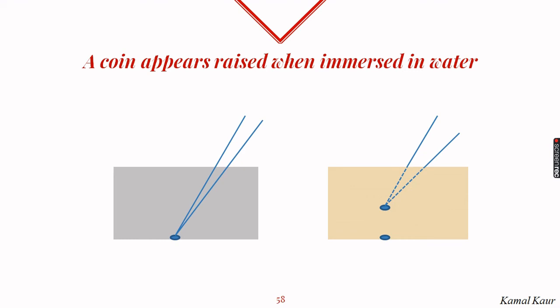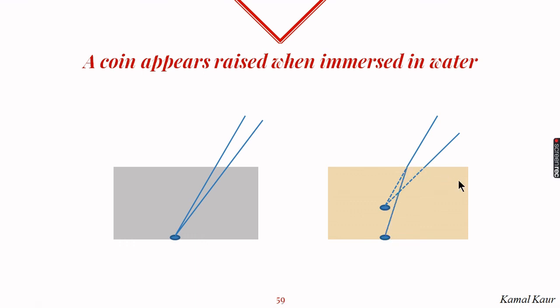Now the steps to draw this diagram. We will first show the coin at the bottom and at a certain height also. From here we will draw two lines, two rays from the same point. Up till the interface they should be dotted, and after that they should be complete lines and they should be diverging from each other.